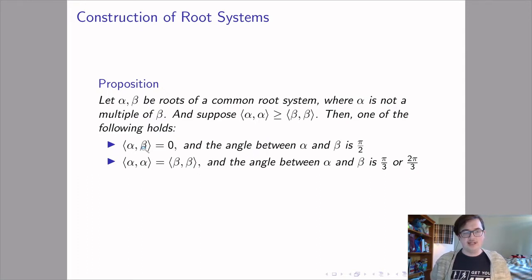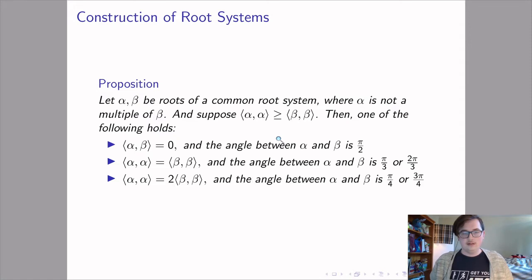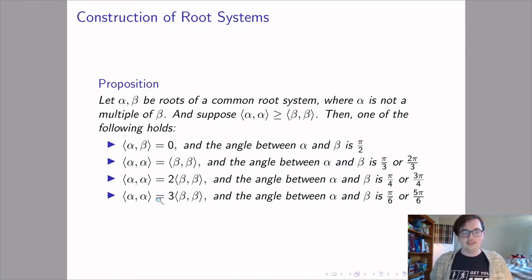Next, you have that <alpha, alpha> equals <beta, beta>, and the angle between them is going to be either pi over 3 or 2 pi over 3. Next, you have <alpha, alpha> equals 2 times <beta, beta>, and the angle between them is pi over 4 or 3 pi over 4. And lastly, the same thing, but 3 times <beta, beta>, and the angle between alpha and beta will be pi over 6 or 5 pi over 6.